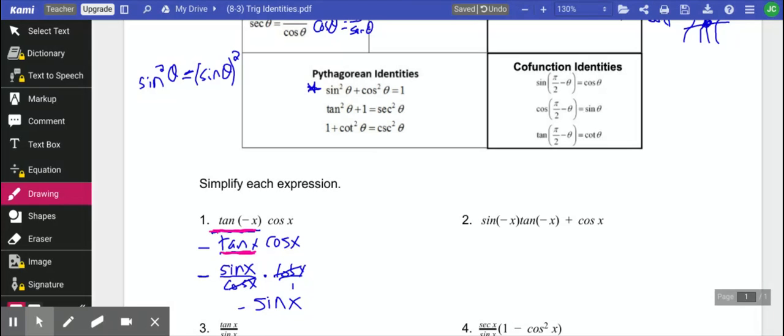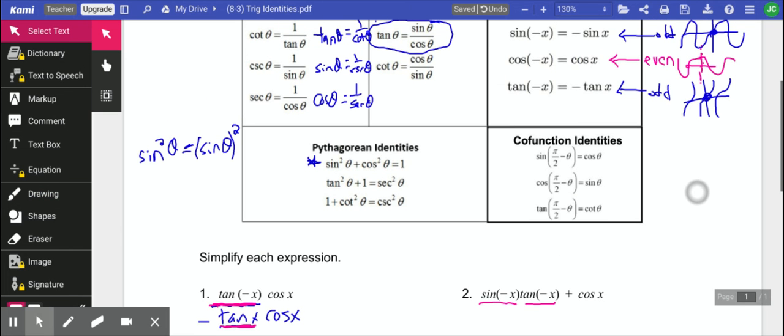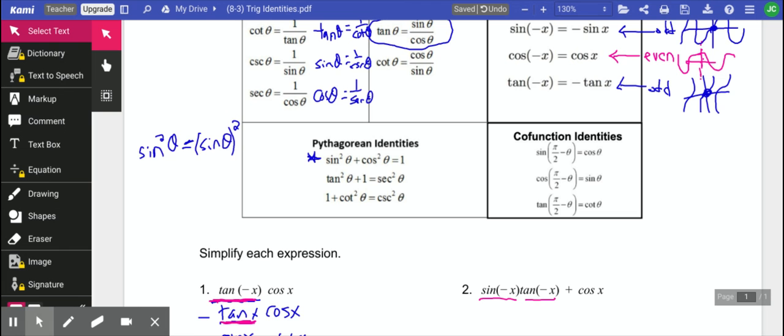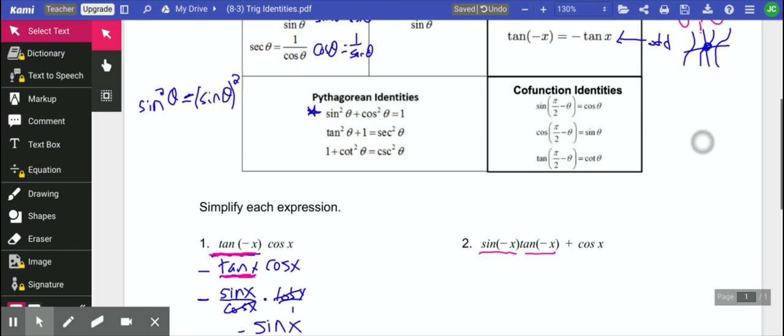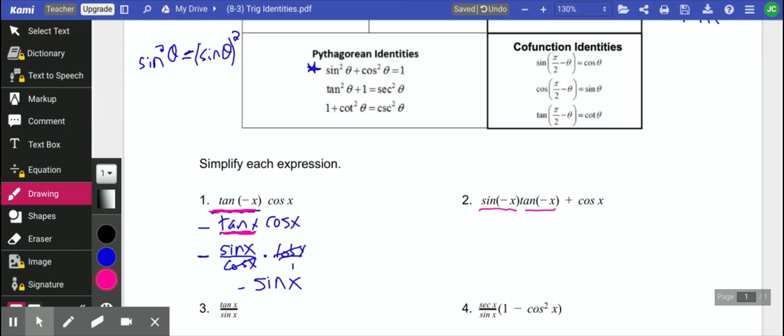Okay, let's try another one of these. We're going to start with sine of negative x and tangent of negative x. So we're going to look up here. Sine of negative x is negative sine x. Tangent of negative x is negative tangent x. So I'm going to replace both of those. So that's negative sine x times negative tangent x.